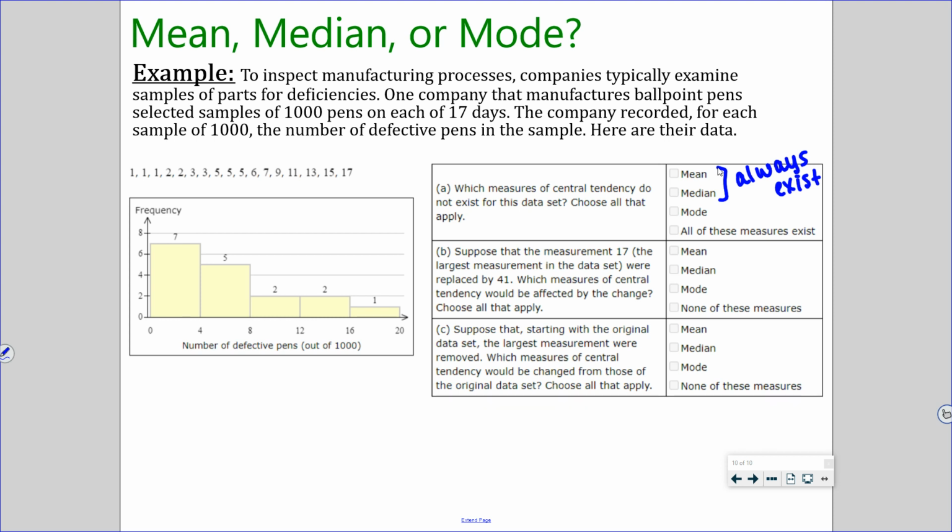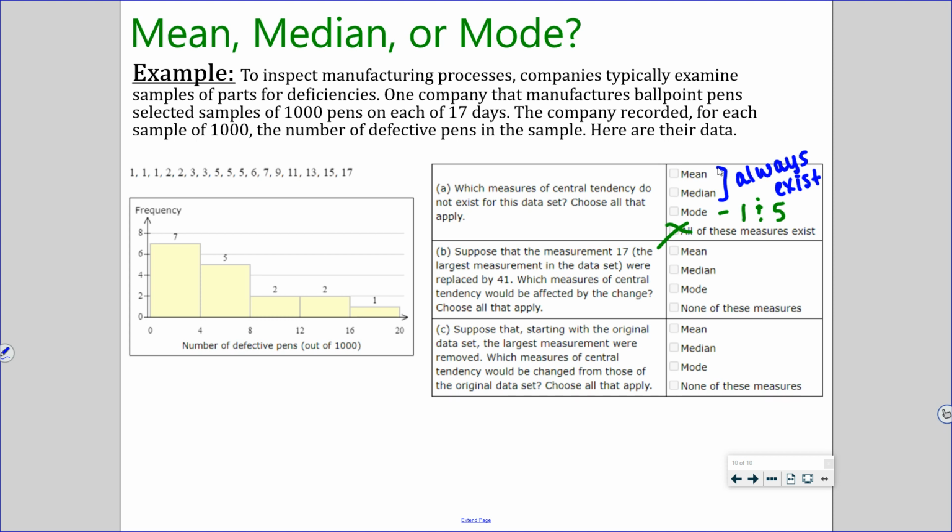looking at the list, because here they obviously used class intervals. Looking at the list, what is the mode? There are 2 of them, yep. What numbers occur the most often? 1 and 5. So this one has 2 modes. So in this example, all measures would exist. Okay.